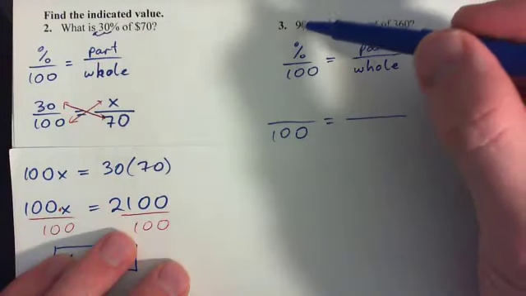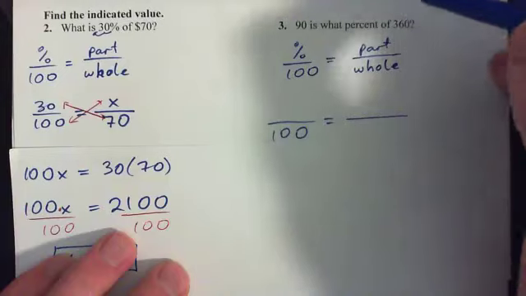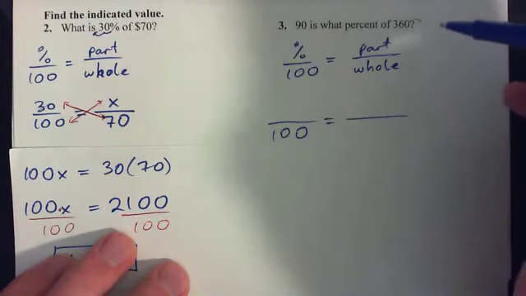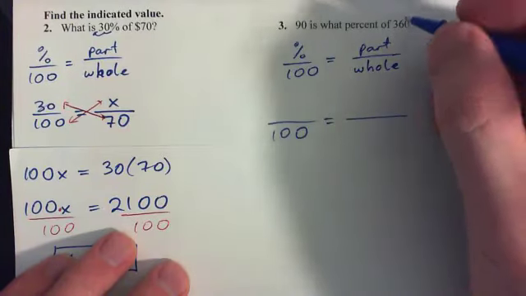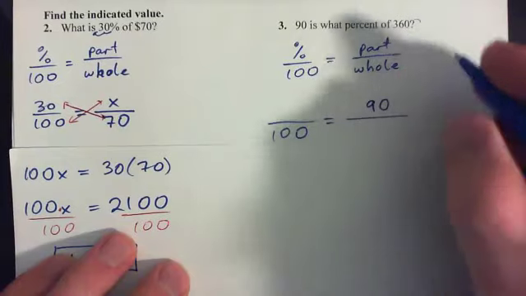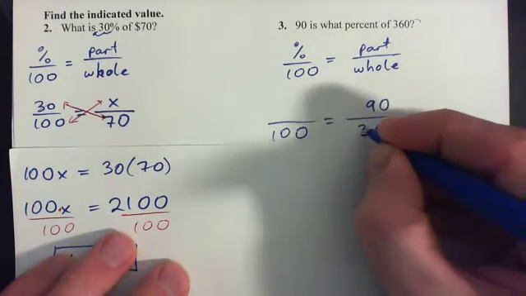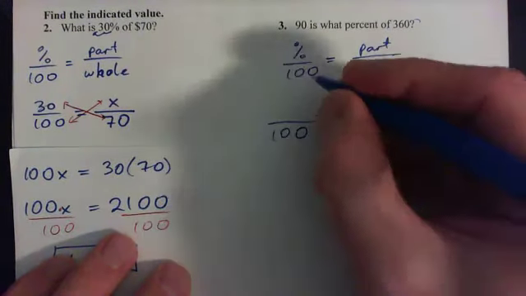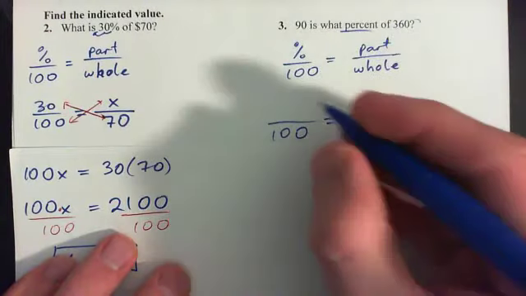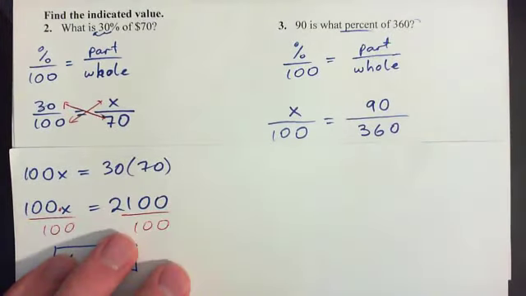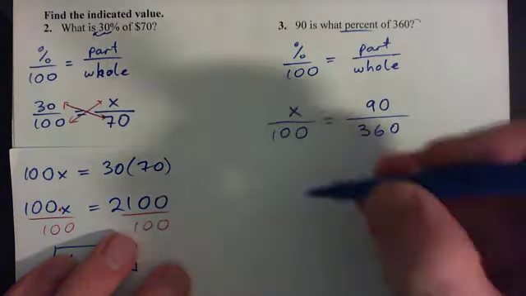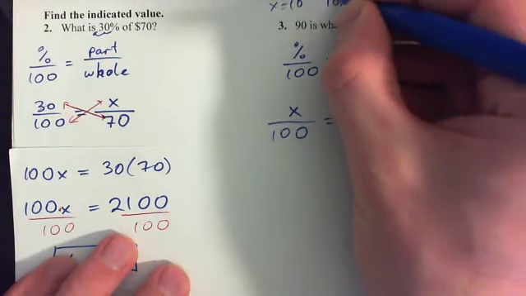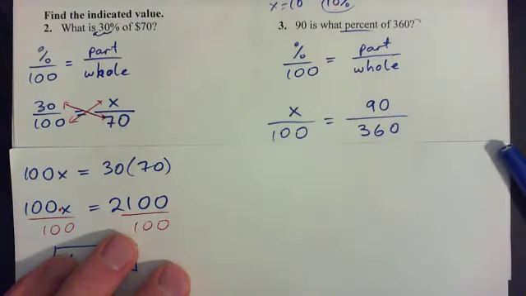Which one of these is the part and which is the whole? 90 is what percent of 360? Seems to me like your 90 would be the part and your 360 would be the whole, right? 90 is what part of 360, basically. And then what we're looking for is the percent amount, and that is your X here, okay? And bear in mind, if this turns out to be X equals 10, we got to say that means 10%, okay? Just remember that. In any case, we cross multiply.